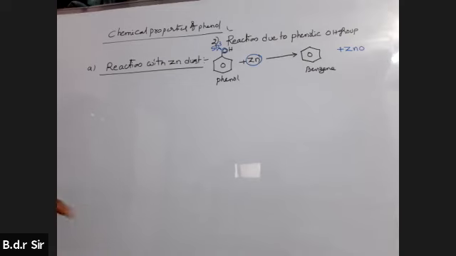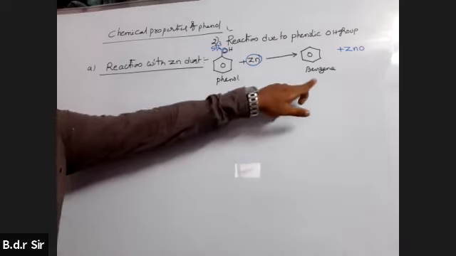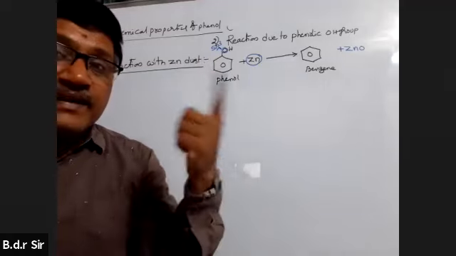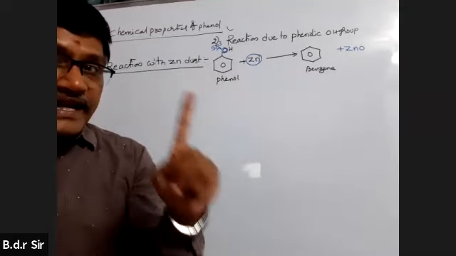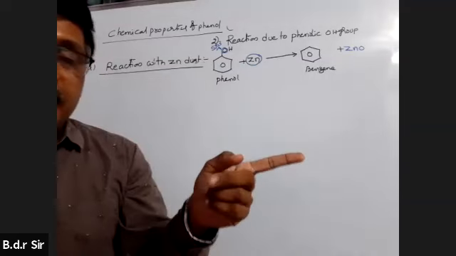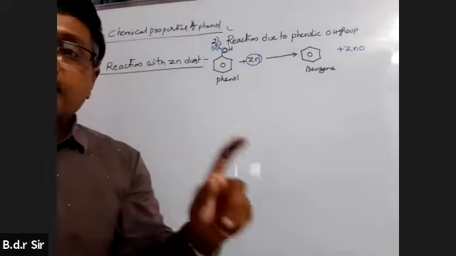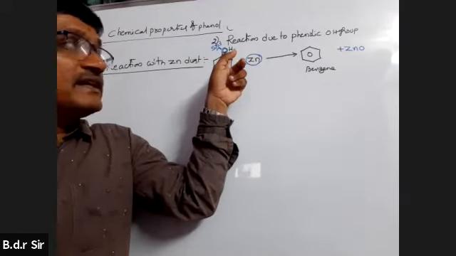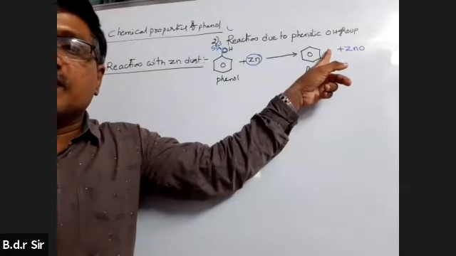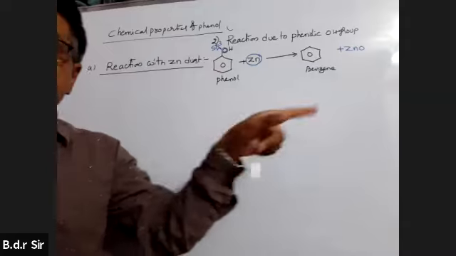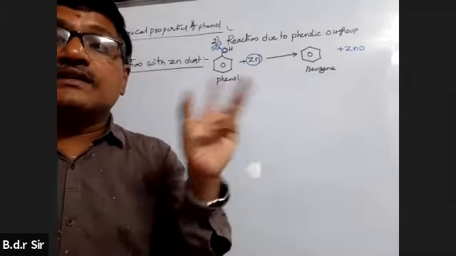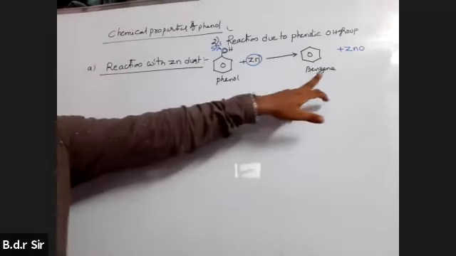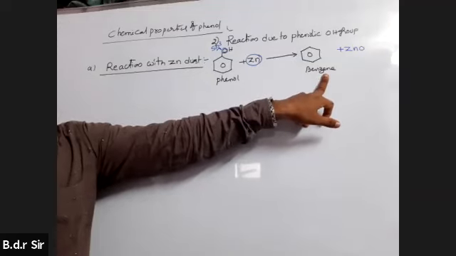So what is the difference between phenol and benzene? Similarities: both are aromatic compounds, and both retain the benzene ring. But the difference is in the hybridization of oxygen in phenol. Here, the hybridization of oxygen is sp3. In benzene, every carbon undergoes sp2 hybridization. This method is useful for the preparation of benzene.